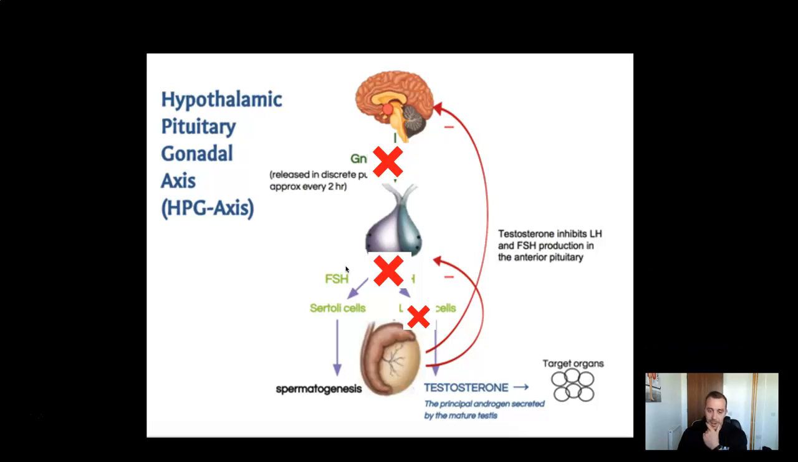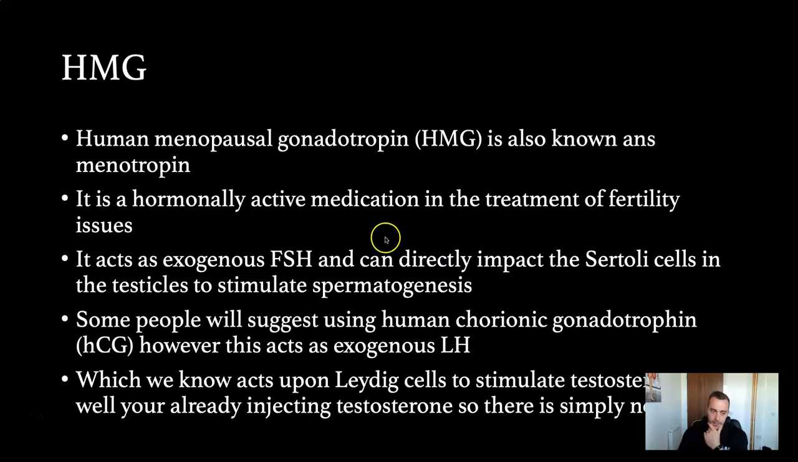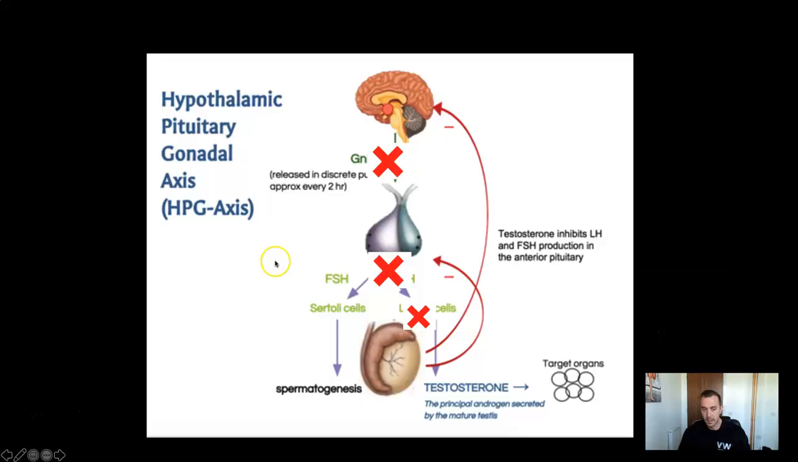There is. There's something called HMG, right? Big fancy word for human menopausal gonadotropin. It's also known as menotropin, and it's a hormonally active medication that's used in the treatment of fertility issues. Sometimes used in women, but it's also used in guys with a low sperm count. What it does is it acts as this exogenous FSH. So what you would be doing is injecting FSH.